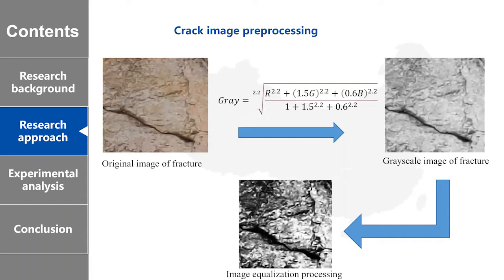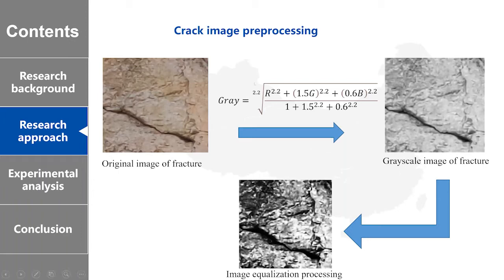So it is necessary to pre-process the highway slope crack image, that is, image grayscale processing and image equalization processing. The grayscale of the image is to change the color image of the RGB three-channel data into the grayscale image of the single channel data. The grayscale processing of the image can make the image contain only brightness information, without color information, which is convenient for further processing of the image. The image grayscale conversion formula is as follows.